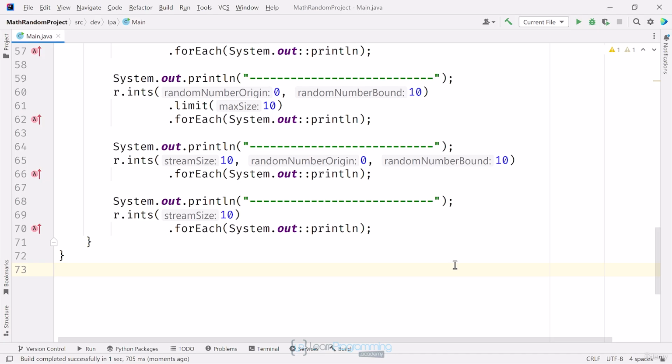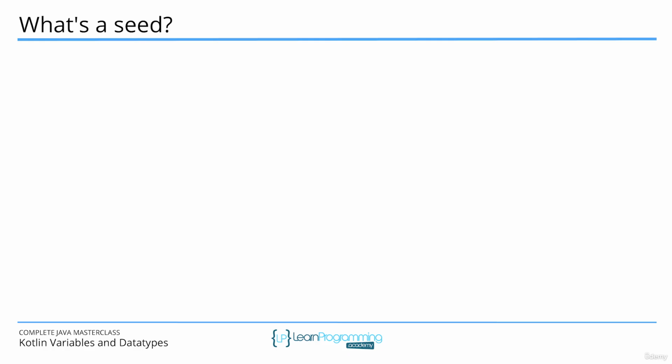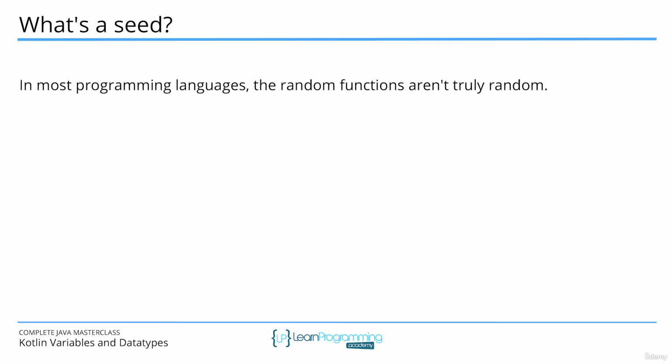Finally, there's just one other thing I want to show you. You can instantiate a new instance of Random with an overloaded constructor that takes a single argument. This argument is the seed. What's a seed? In most programming languages, the random functions aren't truly random.